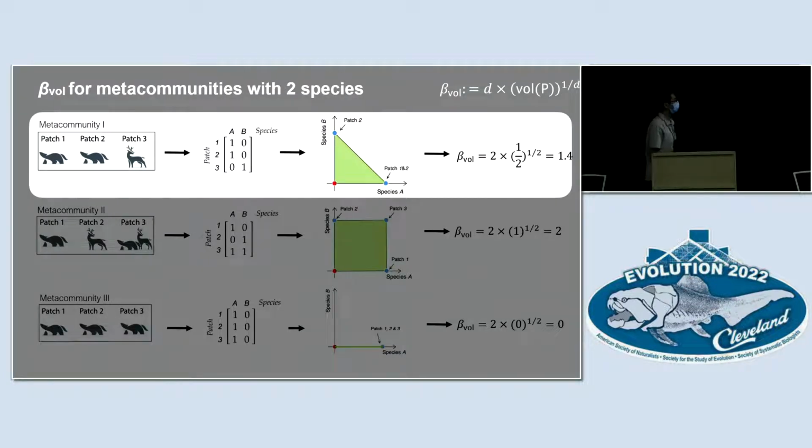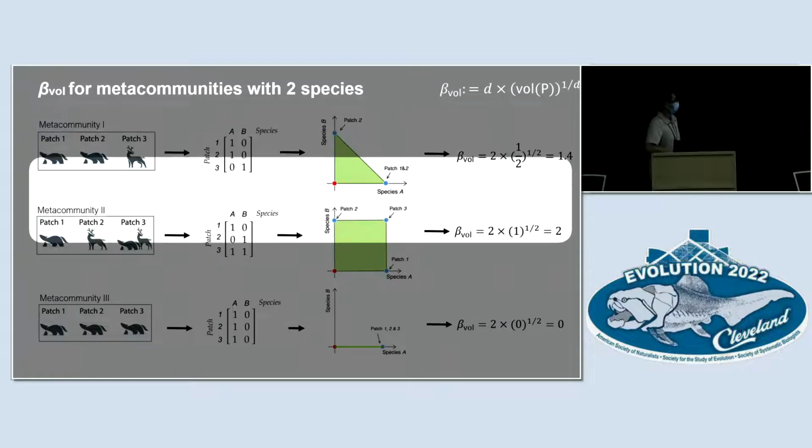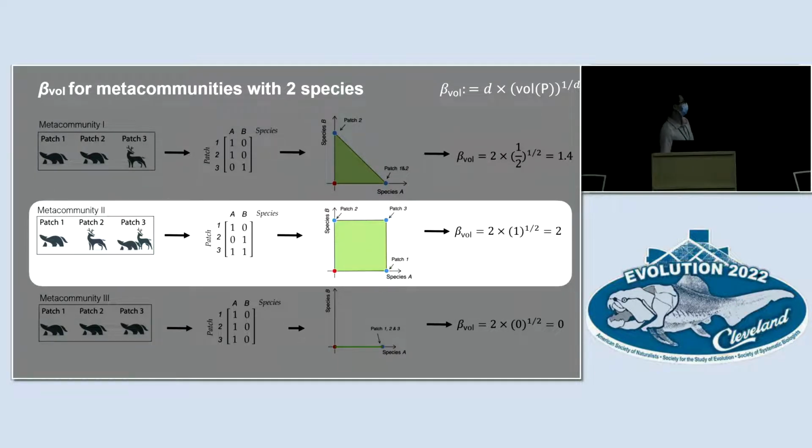This is an example we have already shown before. And then for metacommunity 2, the difference now is that patch 3 would have both species present. So the third row of this metacommunity matrix will be 1, 1, indicating that both species are present in this patch. And then this patch would be embedded at this point here with coordinate 1, 1. So now this metacommunity is no longer a triangle, it's now a square. And this has a hypervolume of 1, so now the beta volume is 2, which fulfills our design because we now have all possible patch compositions with a given gamma diversity, and it reaches the highest beta diversity.